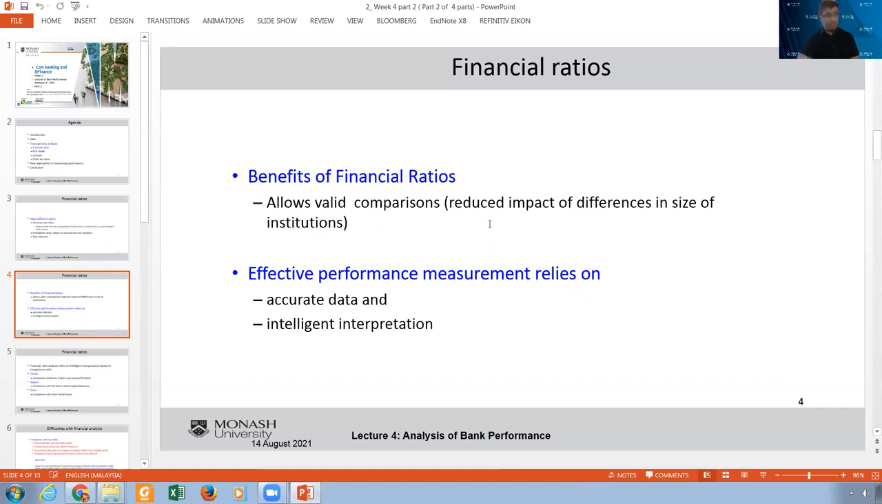Of course, they have other weaknesses, and we will talk about them. But it's not like when we look at the ratio, for example, if we calculate the return on equity for any bank here, and we calculate the return on equity of another bank, it's the end of the story. No, we still have to have some type of intelligent interpretation.